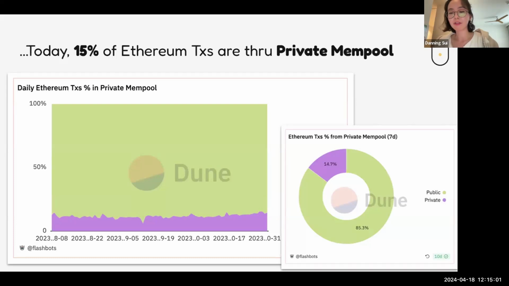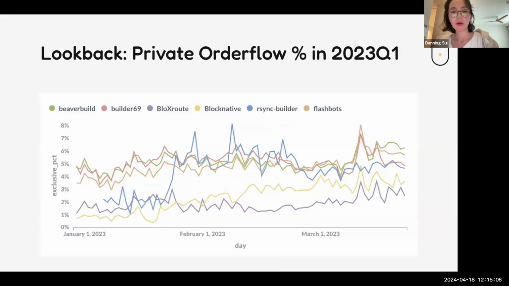Right now, 15% of Ethereum transactions are going through private mempools. But if you look back, this number has been growing pretty crazily. In Q1 2023, we were seeing all the builders having around 5% or 3% of private transactions.